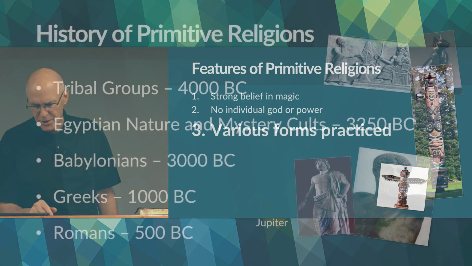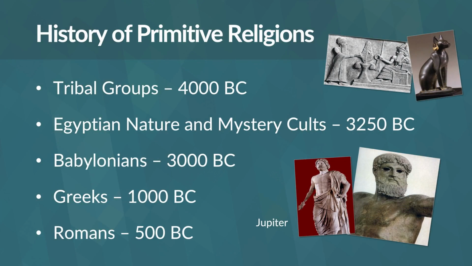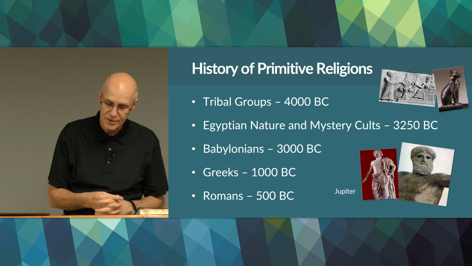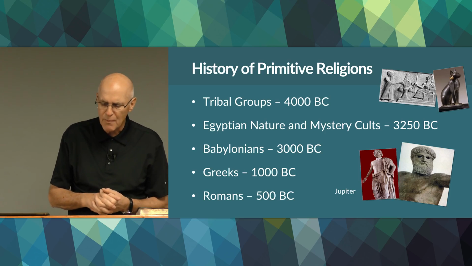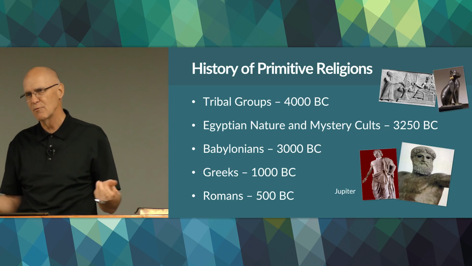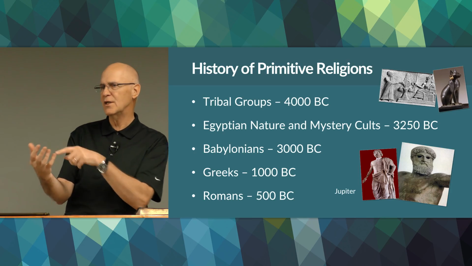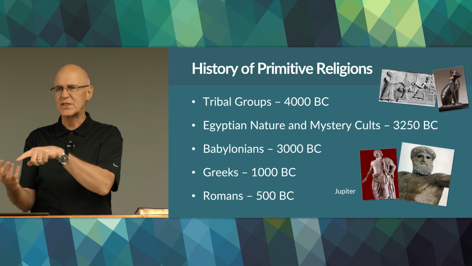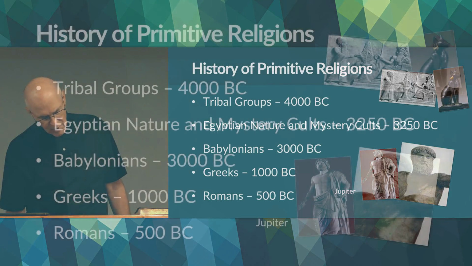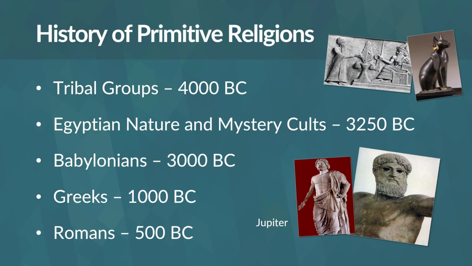All right? Now, we can trace primitive religions historically, beginning with early tribal groups, 4000 BC, to Egyptian nature and mystery cults, 3,000 years before Christ, believing that the Nile River and the sun represented gods, were gods. The Babylonians introduced magic and astrology to the mix. They would read internal organs. They would kill an animal and reach in and take out its liver, and they would somehow read, like you read tea leaves, they would read the liver of an animal for signs of what could be happening in the future. They studied the stars, again, to know what may take place in the future. We can thank the Babylonians for that.